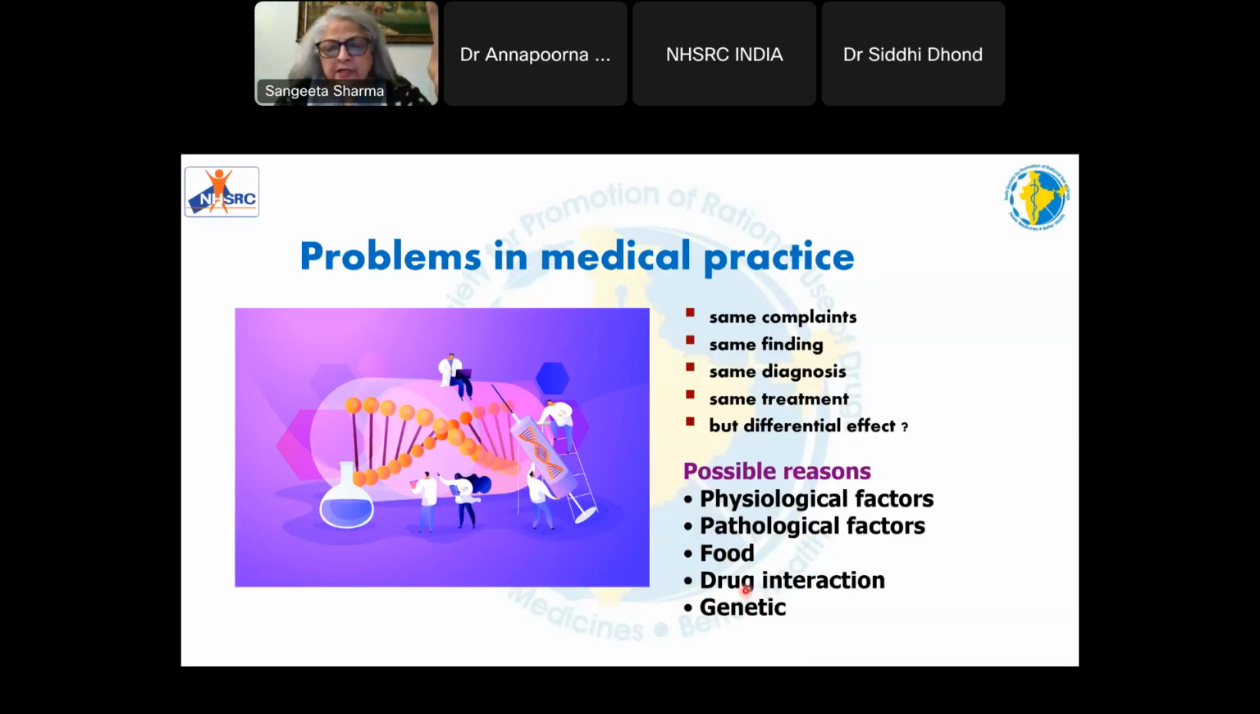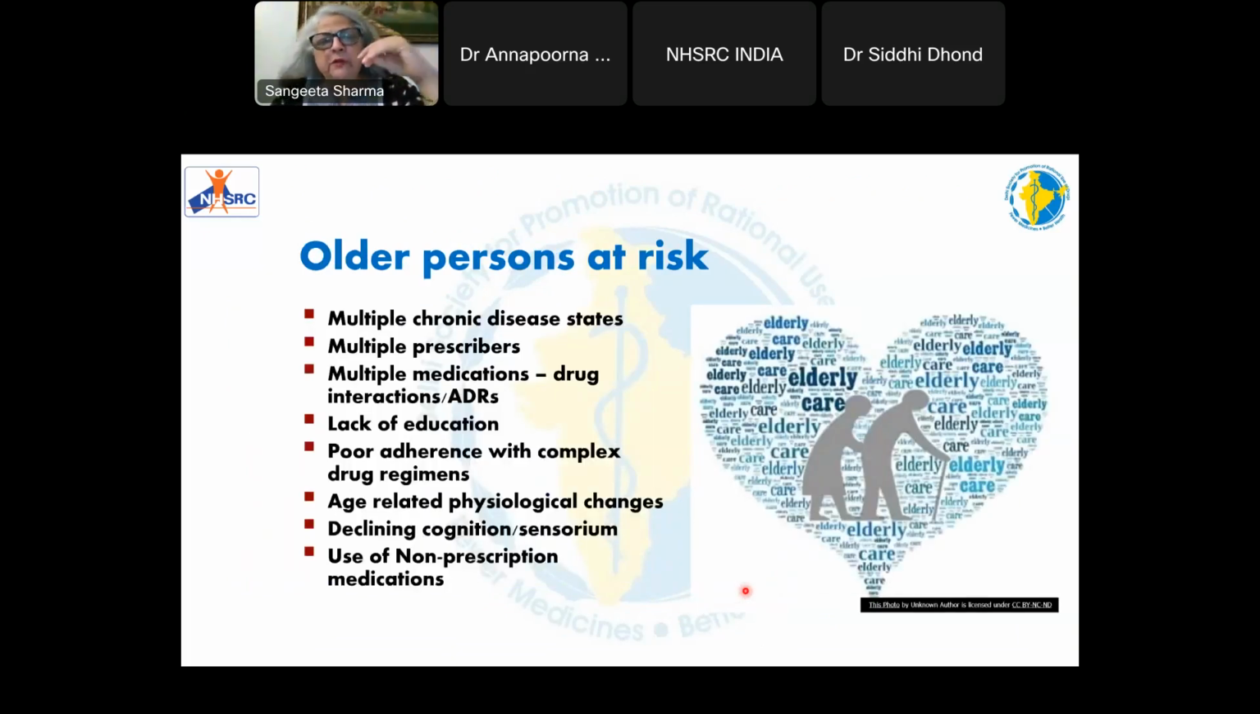So drug interaction being avoidable, you should avoid it. And the elderly are especially at risk of drug interactions because they have comorbid illnesses, they have multiple prescribers, each of them not knowing what is being prescribed by the other. So they are receiving multiple medications, maybe from the same class or from the opposing class, and they are not educated, they are not literate about their medicines.